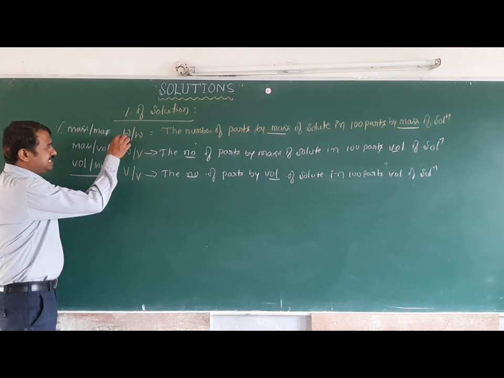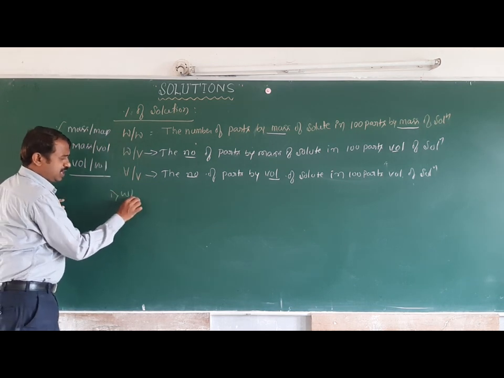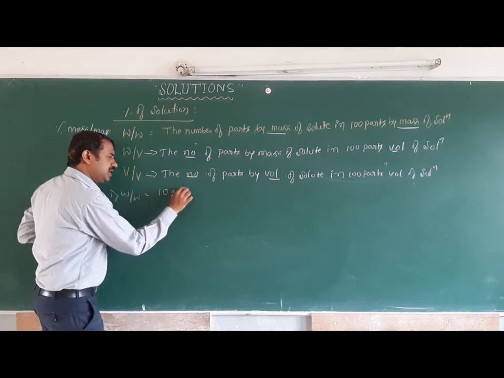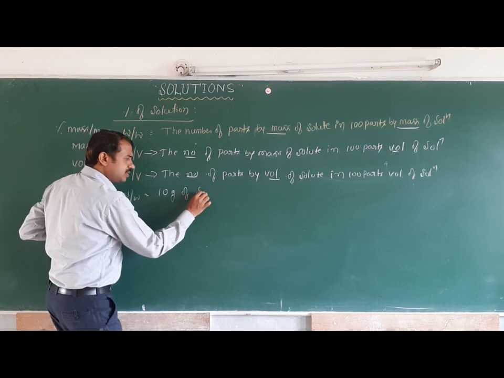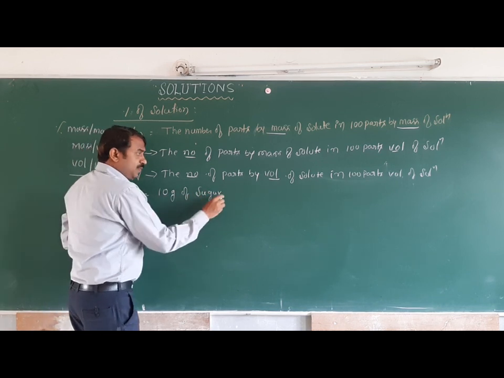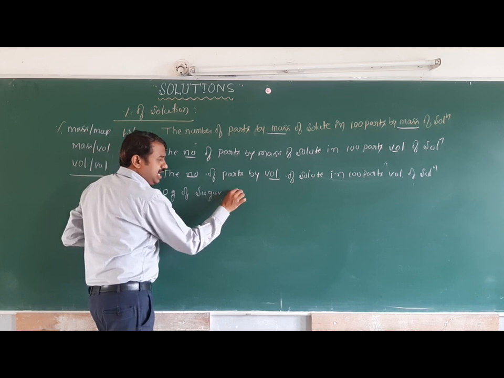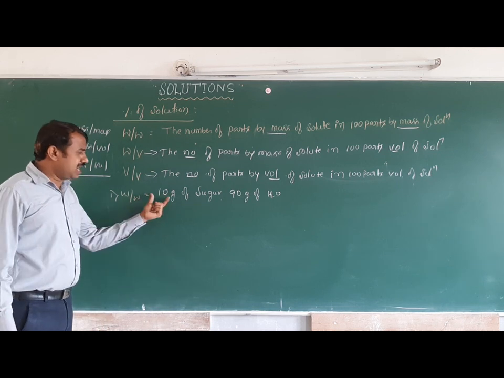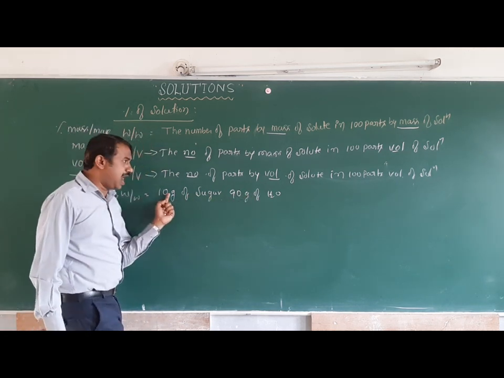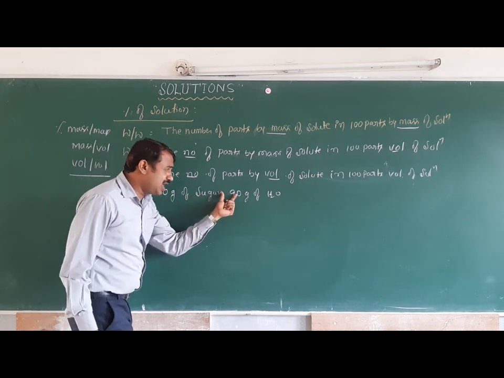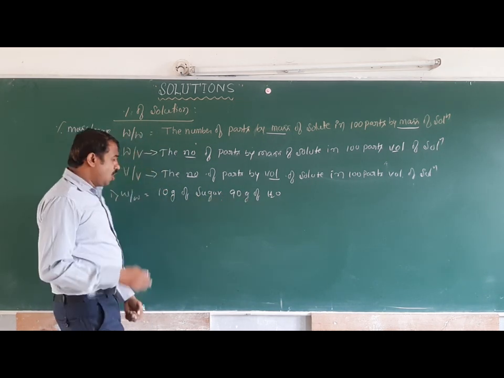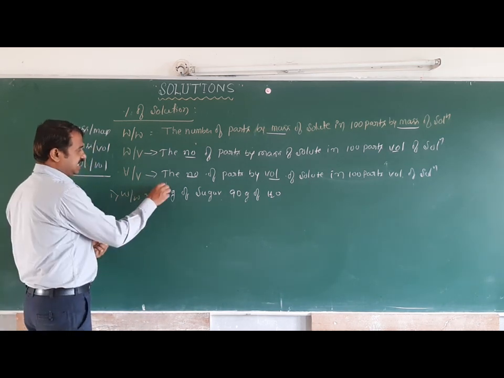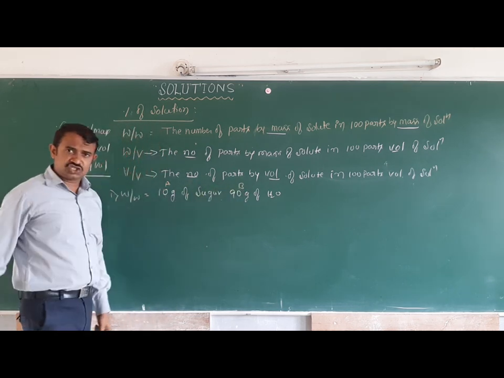I will give examples, first weight by weight. Take 10 gram of sugar dissolved in 90 gram of water, gram by gram. What is the percentage? We can easily calculate. Here the given A part, the solute, is A, and the solvent is B.